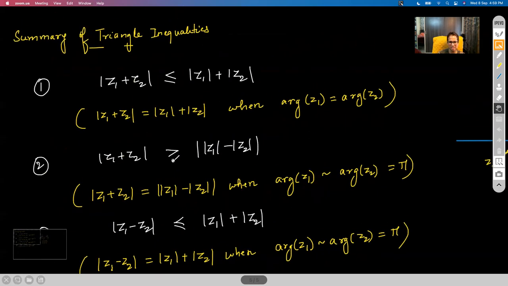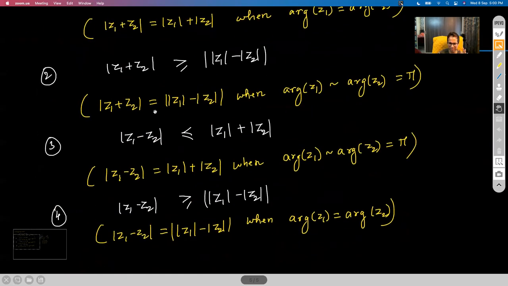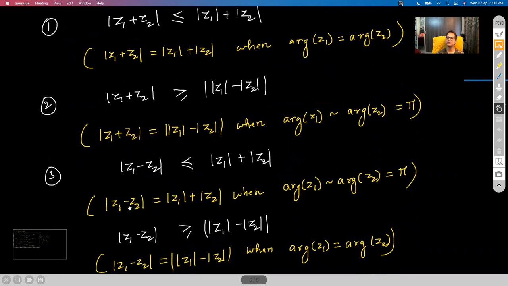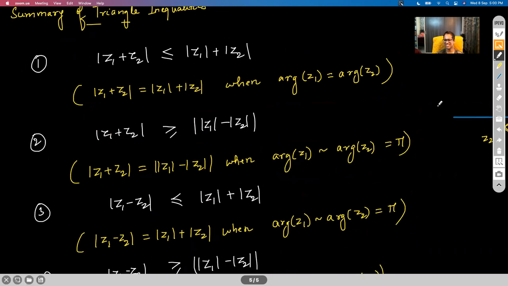Tejaswini here. 1, 2, 3, 4. There are 4 inequalities. What you're talking about is already taken in 1 and 2. Check. 3 and 4 are different. There are four inequalities here. Mod Z1 plus Z2 is also there. Don't worry. But mod Z1 minus Z2 is also there. Okay. All right.